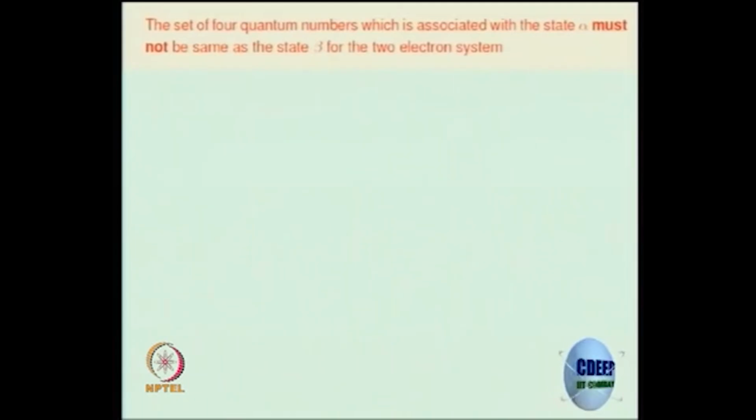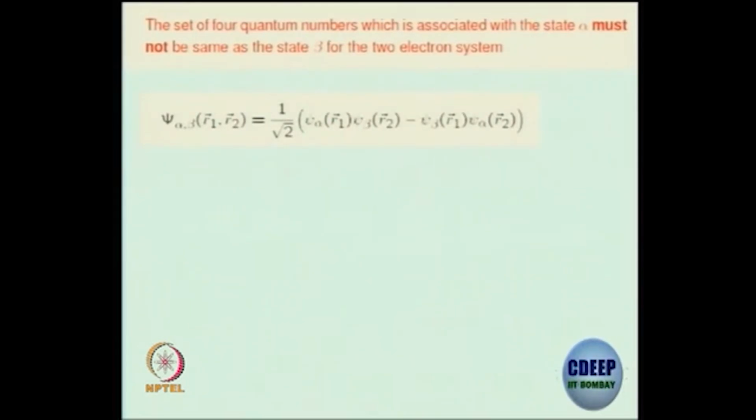Similarly, put beta for the other state. Write down a total antisymmetric state, where the longhand notation for alpha is the 4 quantum numbers. Similarly beta is again the 4 quantum numbers, and those two should be different. At least one of them should be different. Clear?